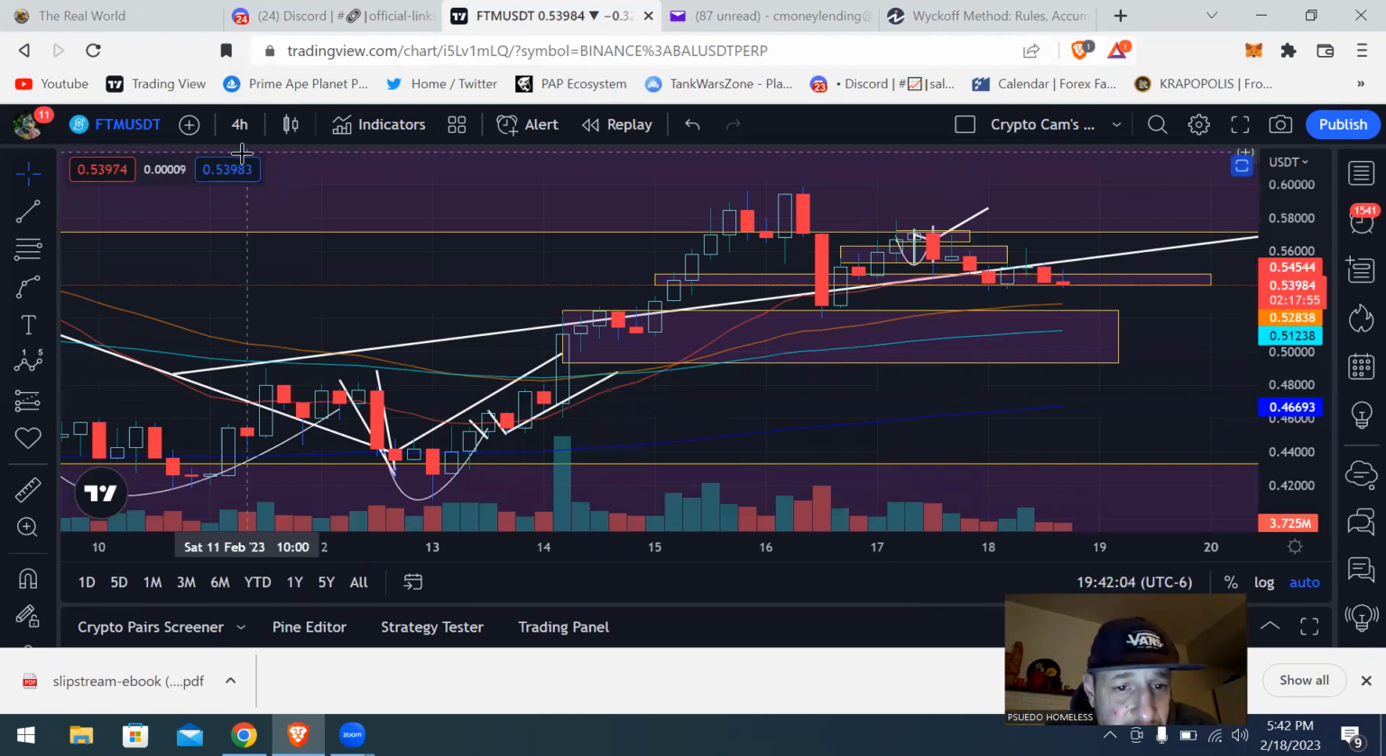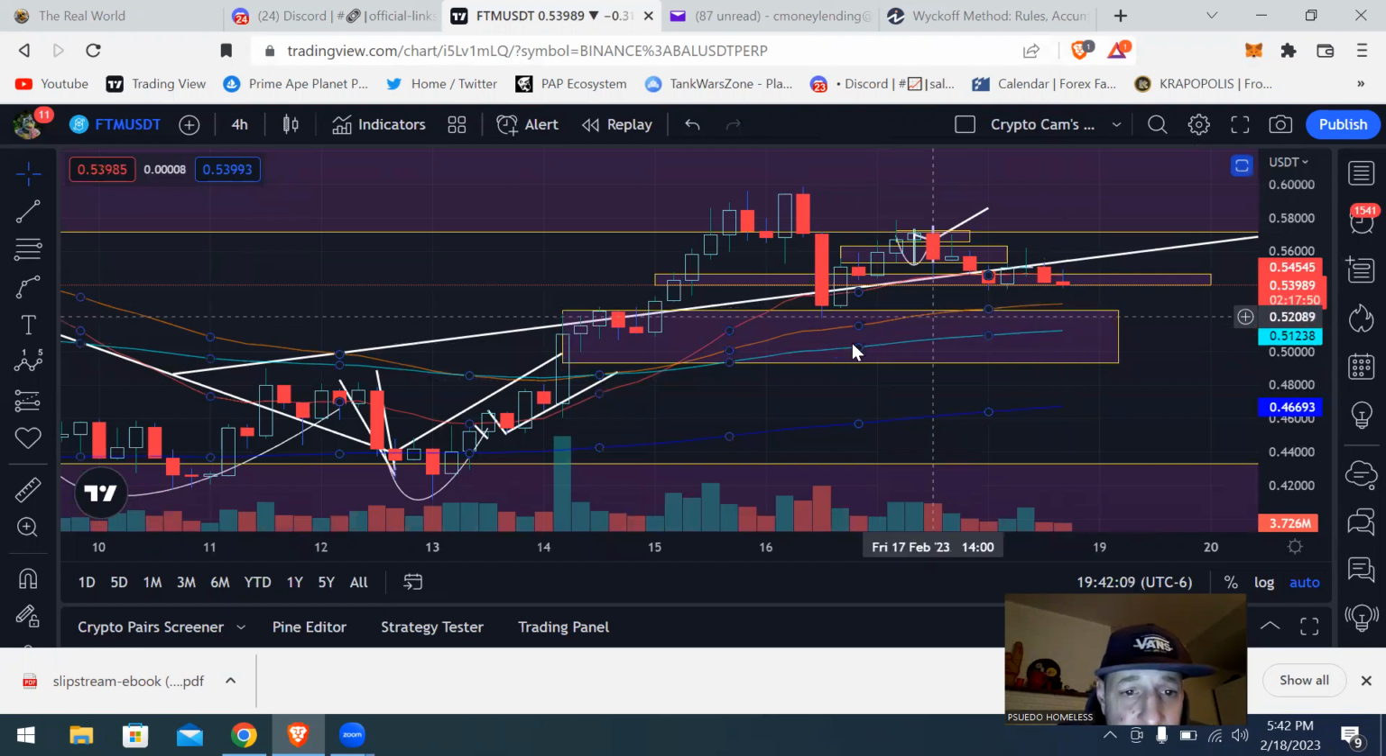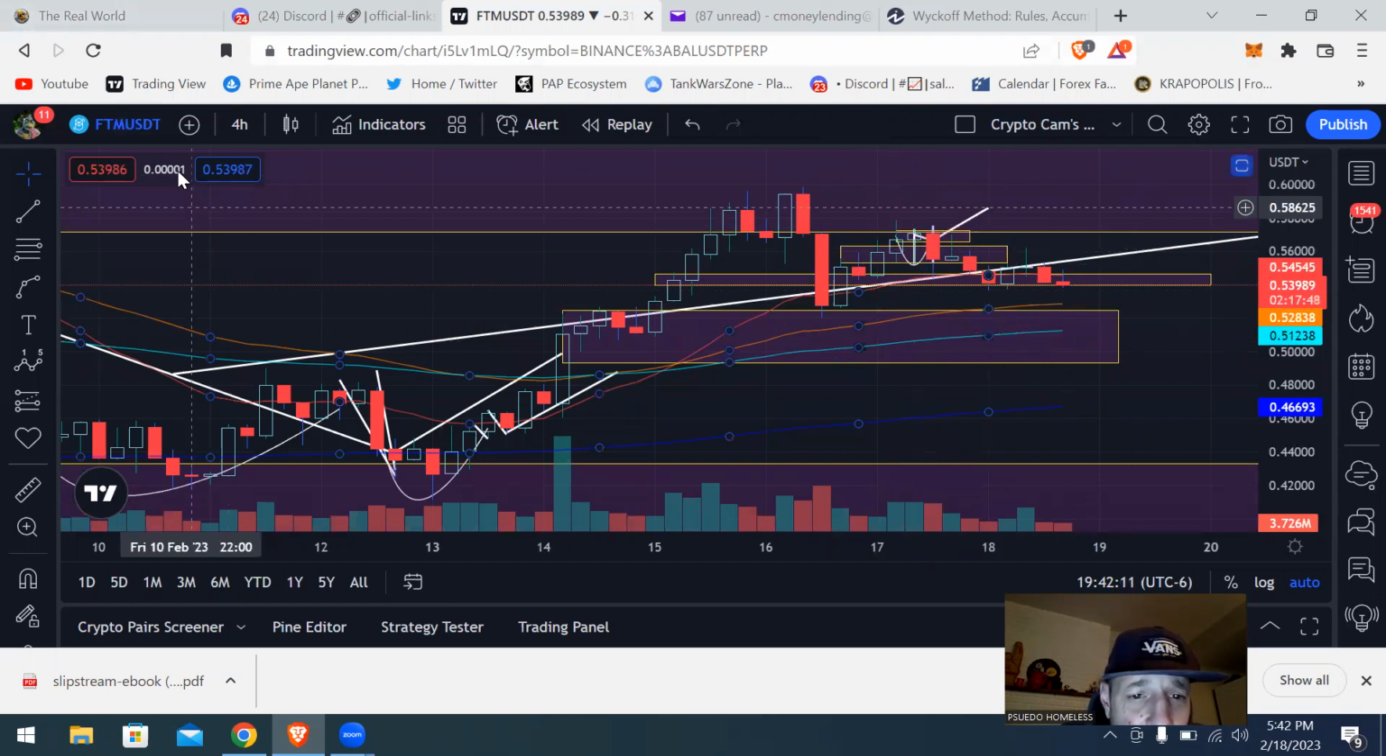Is your 50 the orange, right? 50 is the orange. Yeah, okay. Just to be sure. Yeah. But as long as it's above the 50 on the 4-hour, you're good.